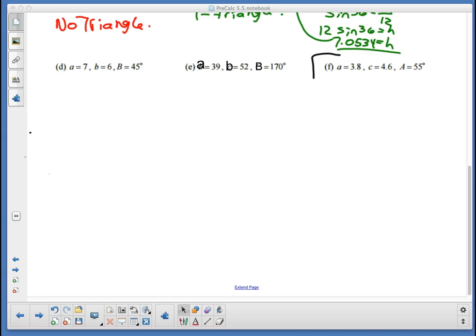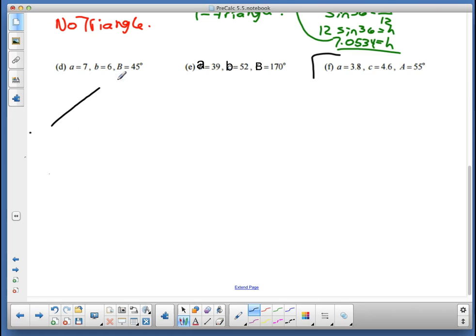Okay, so here's the deal about D. If I look at this, and I got my 45-degree angle popped in there, before I even start, I'm going to slow it down a little bit. So I got 45 degrees. That's my B. This is supposed to be 6. Maybe I'll put it in solid. This is 7. Now, the first thing I've got to do is determine, is 6 long enough? Maybe it doesn't make a triangle.